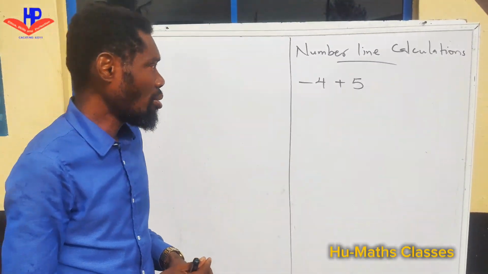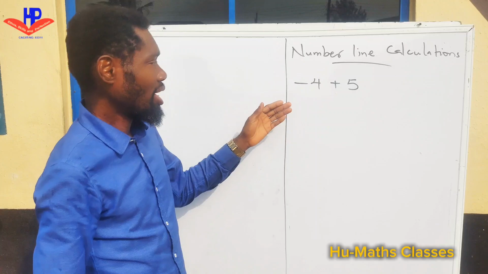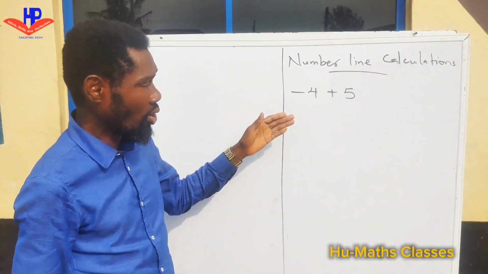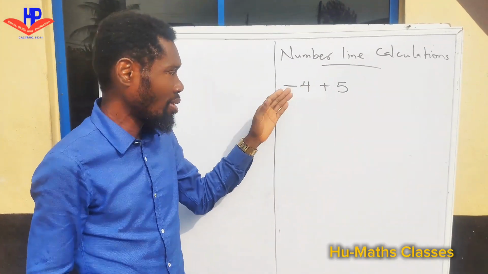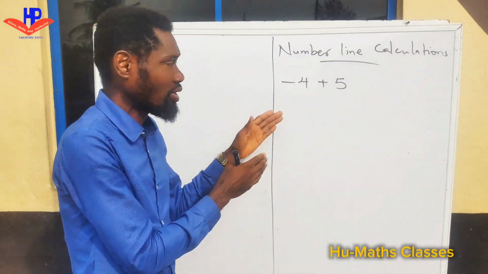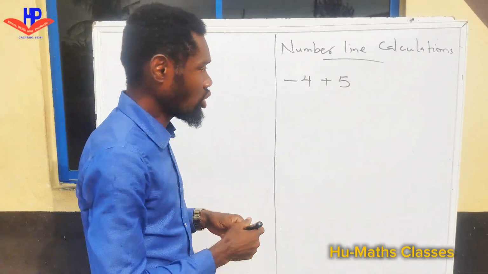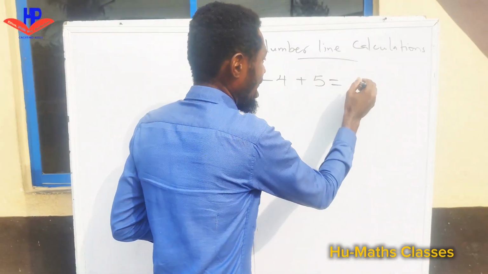Okay, let's look at the number line calculation. Here on the board we have minus 4 plus 5. We have to show the graphical representation of minus 4 plus 5 using the number line. Ordinarily, if you're asked to solve this to get the answer, your answer will be plus 1. Minus 4 plus 5 is plus 1.